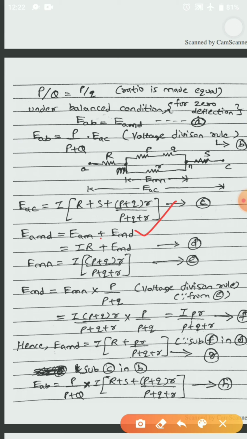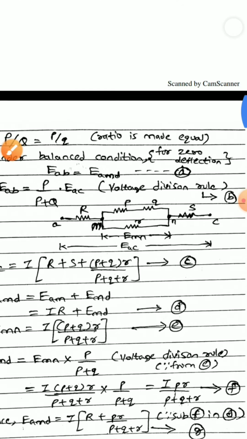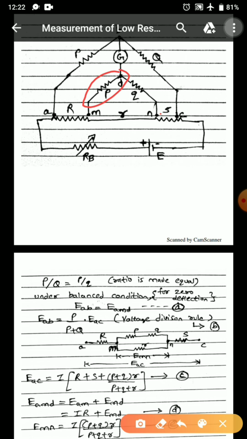Now EAM I can find directly to be IR, because current I is flowing and only R is there. Now I have to find the potential drop across EMD. For that, I have to find the voltage drop across this point EMN. If I find the potential drop across EMN, then I can apply the voltage division rule and find the voltage drop across EMD.